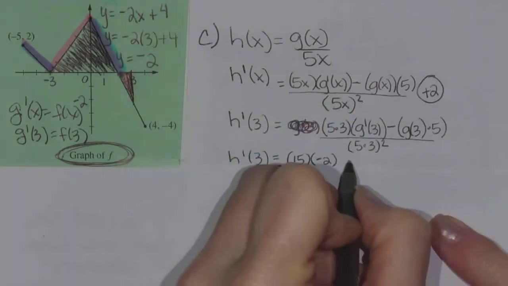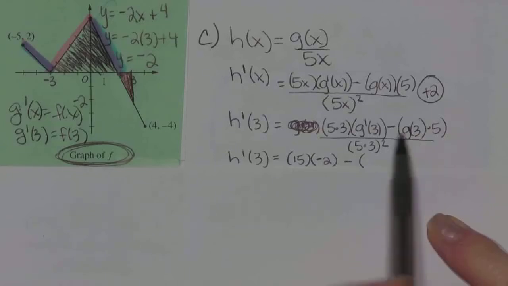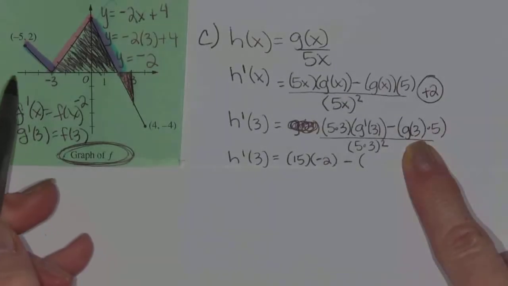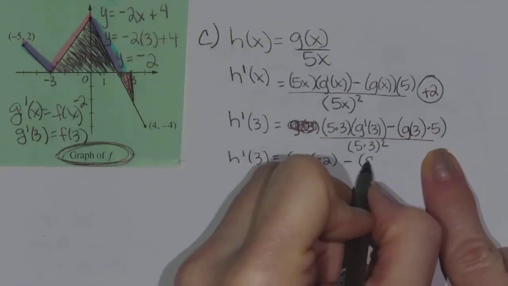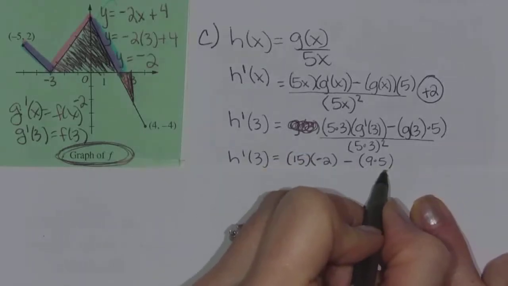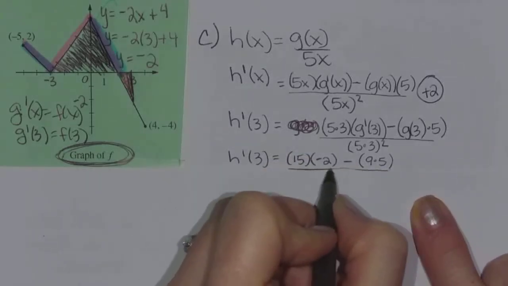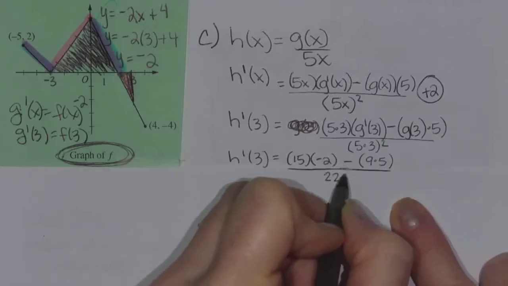And then minus, and now I've got to take g of 3. I got g of 3 in part A. Look back to your answer from part A. It was 9, wasn't it? So g of 3 is 9 times 5. And then this is all over 5 times 3 is 15. 15 to the second power is 225.